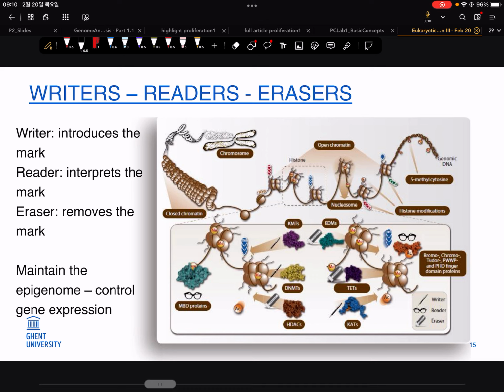So in summary, the writers add the mark to the histone, they introduce the mark. The eraser removes the mark, and the readers interpret the mark. They interact with the mark and then produce something else, for example, attract some protein that is needed at that location. So we call all those marks the histone code. They are part of the epigenome, the layer on top of our DNA that controls gene expression.